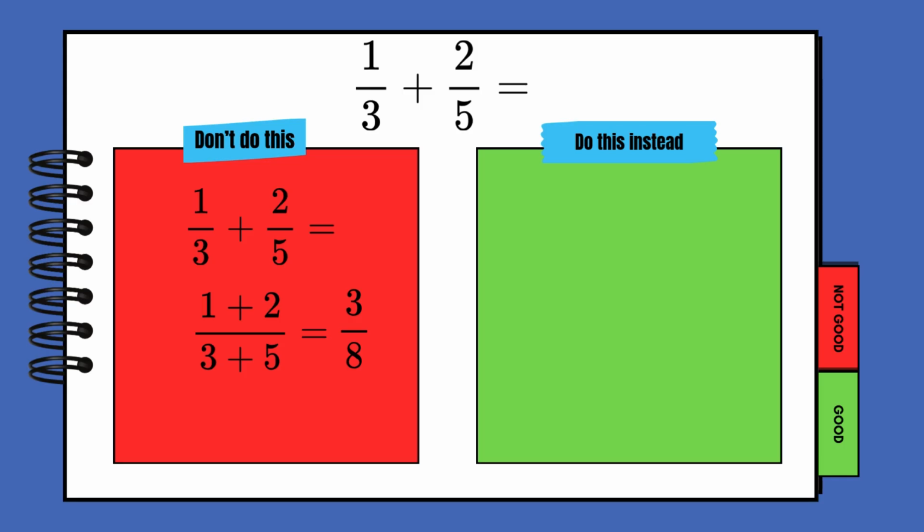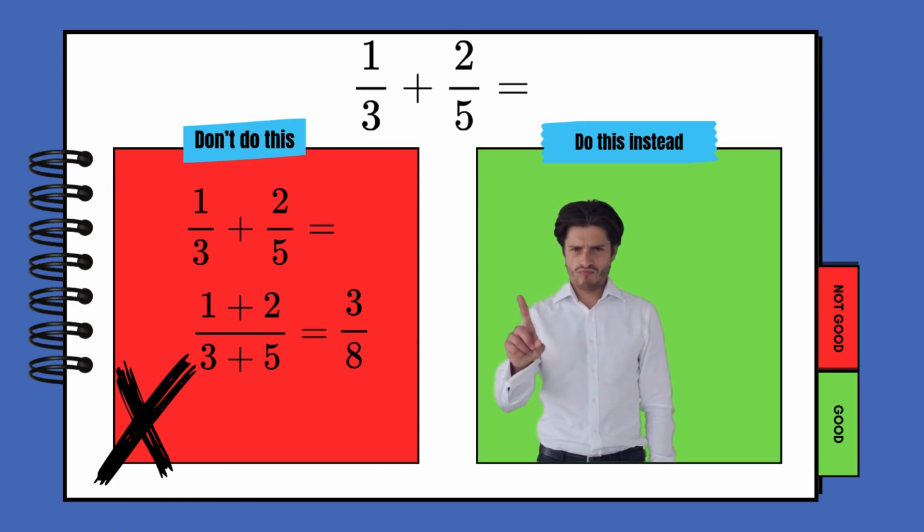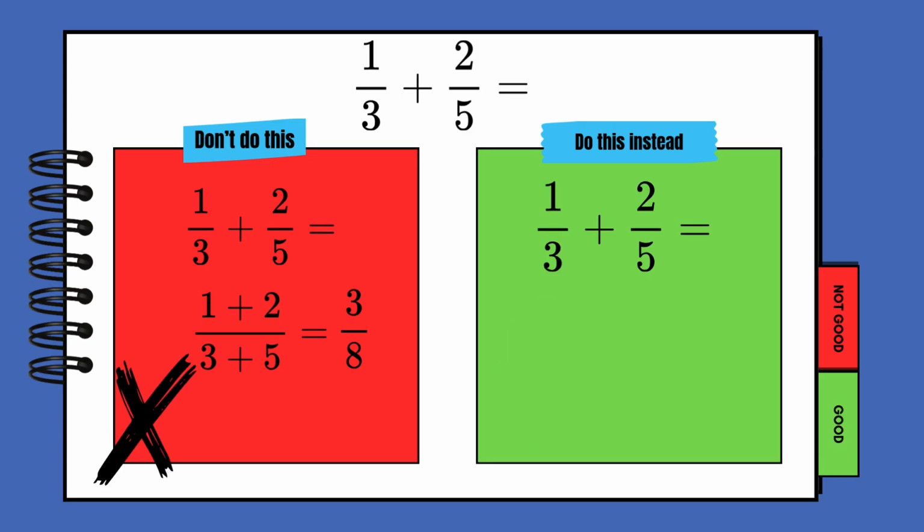Is it right? If you said yes, then I'm sorry. The answer is actually no. This is not how it works. So what do we do then? So 1 over 3 plus 2 over 5, in order to add two fractions, we need to find same denominators.